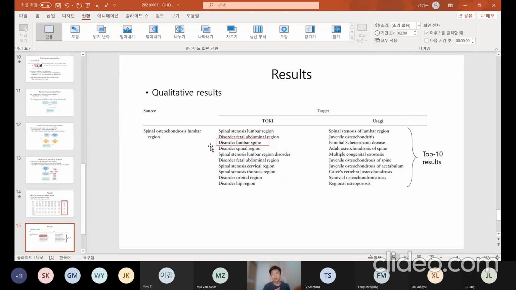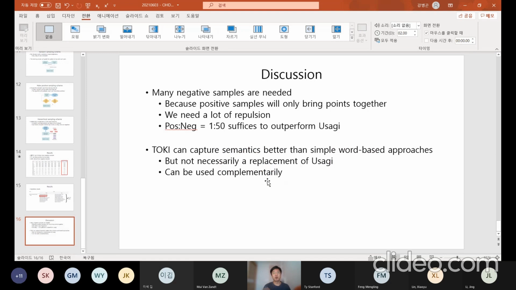And just to give you a little overview on the one that I omitted, where Usagi did better than us, is when an actual word-to-word mapping performed much better. And those are some of the more often used cases. So that is why we're not claiming that Toki is a strict replacement of Usagi. Rather, we should be a complementary system.